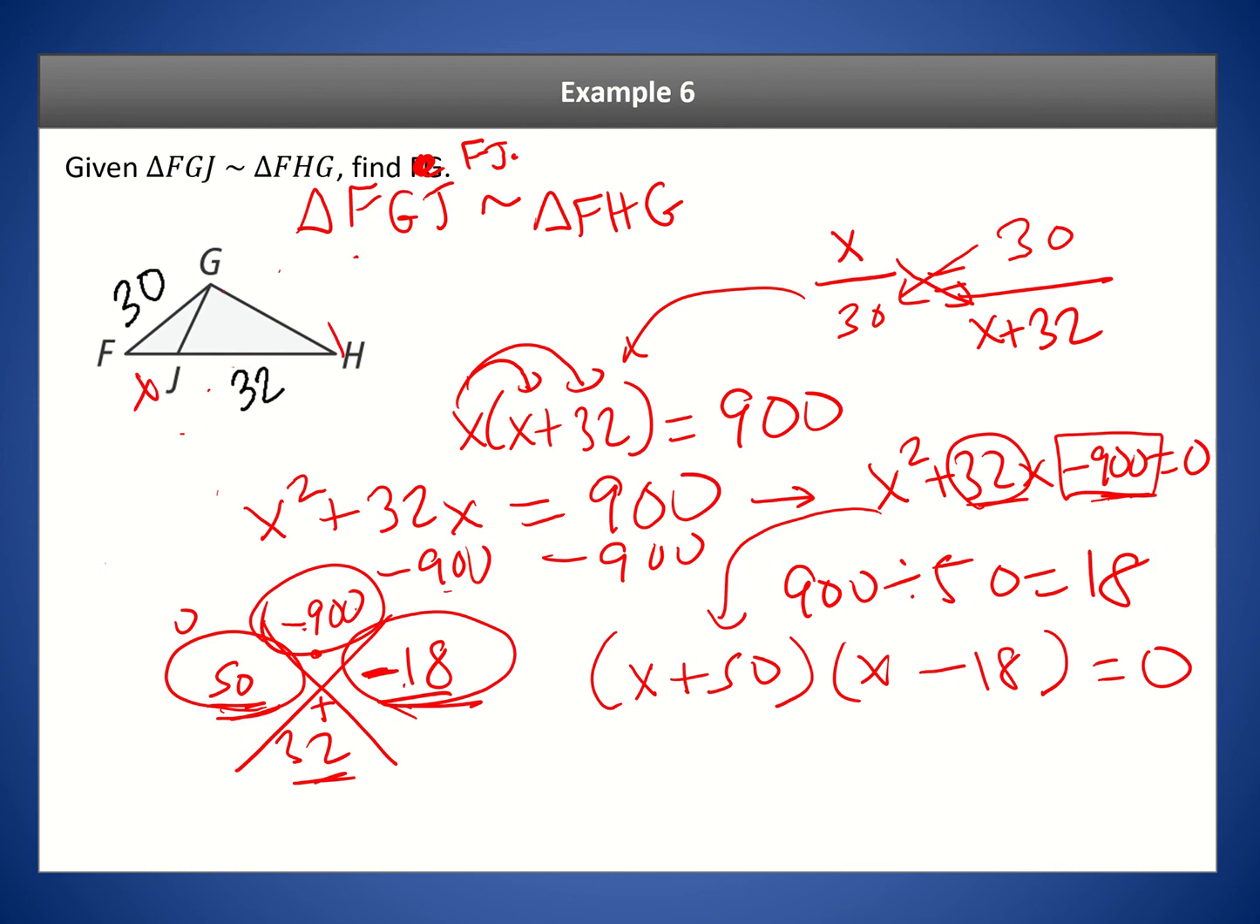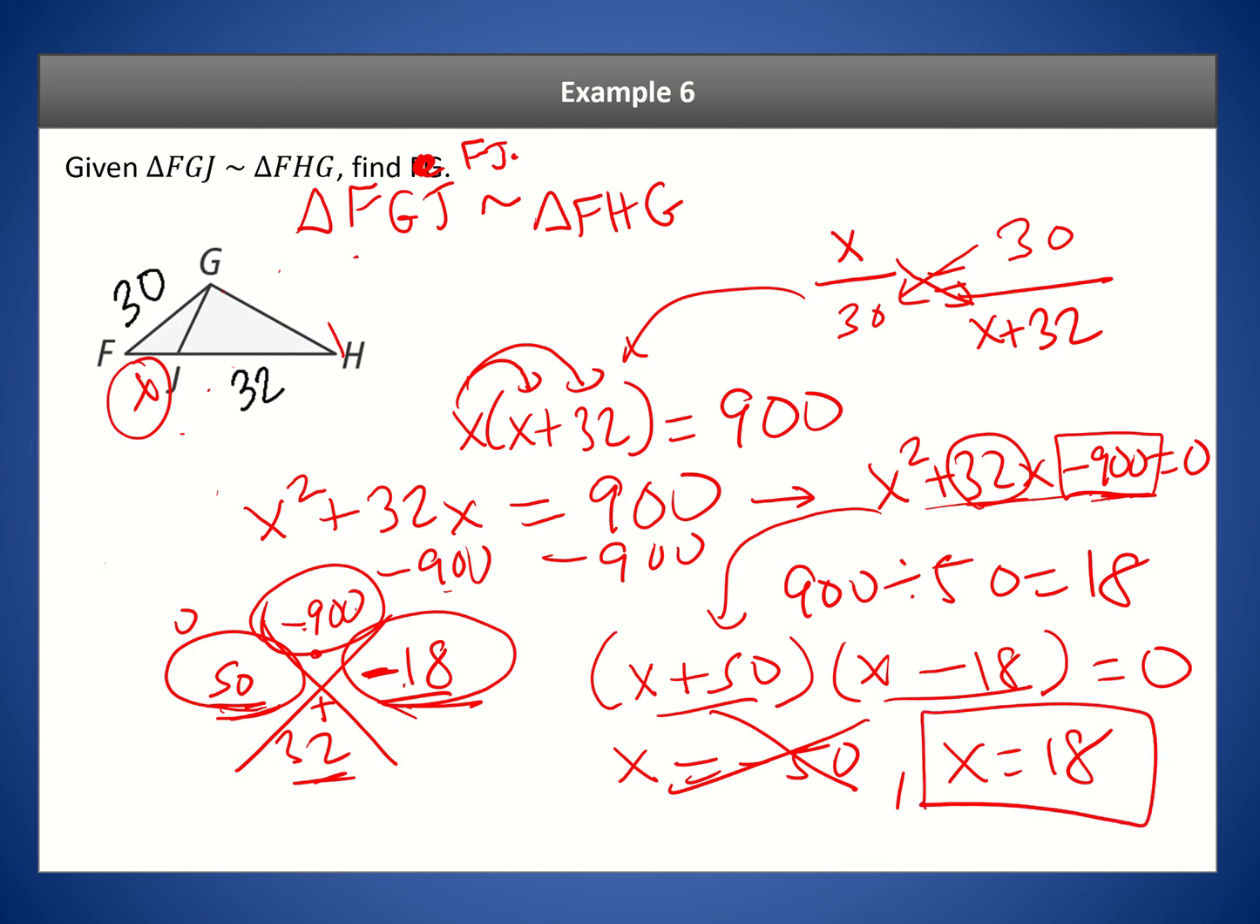All right, and the next step to solve this by factoring is you want to set each of these equal to 0. The only way to get that to be 0 is when x is negative 50. The only way to get this to be 0 is when x is 18. So we got two solutions here. Clearly, the negative 50 solution doesn't make any sense because we're talking about the side of a triangle. So therefore, our only solution has to be 18.